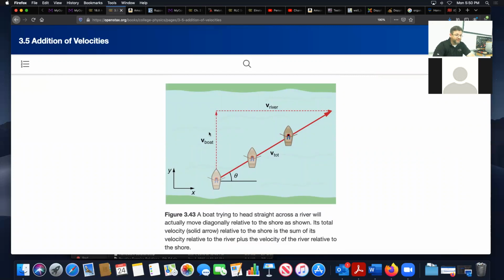If the boat is moving at 5 meters per second this way, and the river is moving at 10 meters per second this way, then you use the Pythagorean theorem and you calculate the overall velocity of the boat this way, and then you use the inverse tangent to calculate the angle that the boat's moving, and you're done.